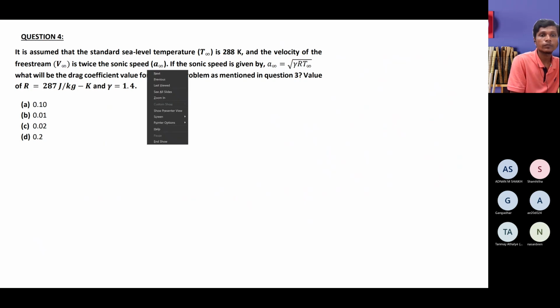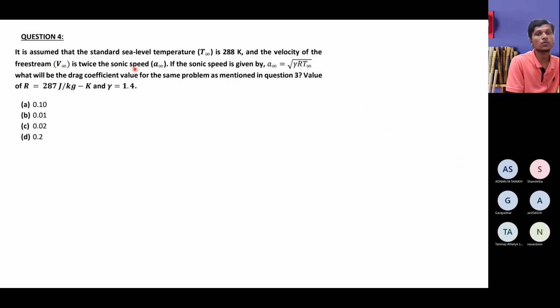They have given that the temperature is 288 Kelvin, and the velocity of the free stream flow, the incoming flow on the surface, is V infinity, which is 2 times the speed of sound. Sonic speed means the speed of sound at that corresponding location. So the velocity is twice the speed of sound. The sonic speed is given by A infinity equals square root of gamma R T infinity, where gamma is Cp by Cv, the ratio of specific heats, R is the gas constant, and T infinity is already given.